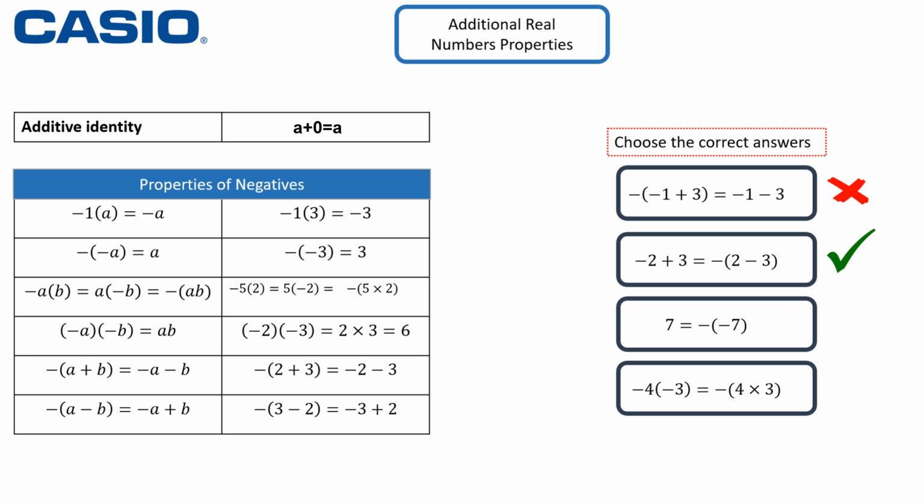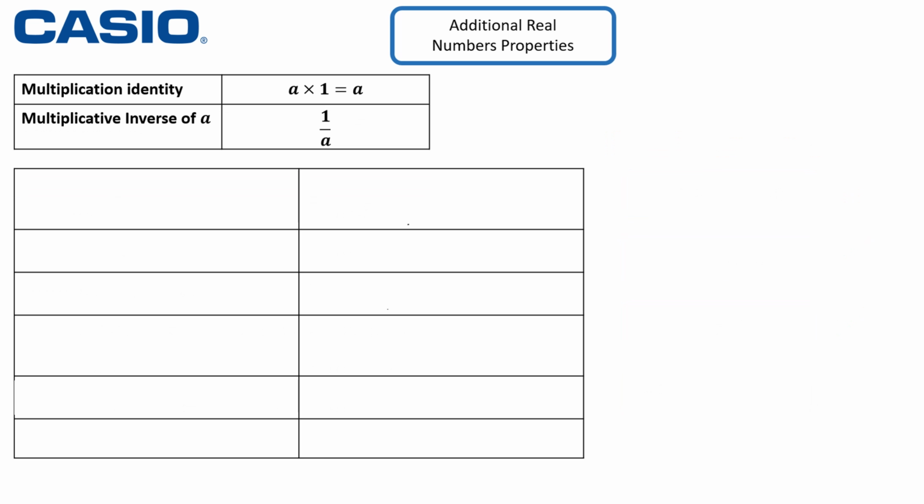Practice number 3, is 7 equal to negative 1 times negative 7? Yes, it is true, since the negative of a number gives the opposite of that number, as mentioned in property 1. Practice 4. Negative 4 multiplied by negative 3, is it equal to negative 1 multiplied by the product of 4 and 3? No, it is wrong, since multiplication of two negative signs will result in a positive sign.